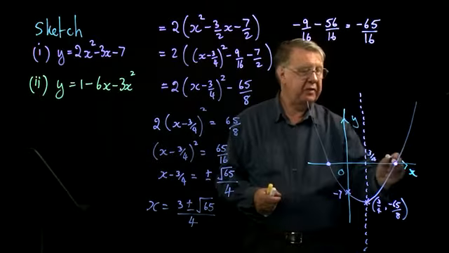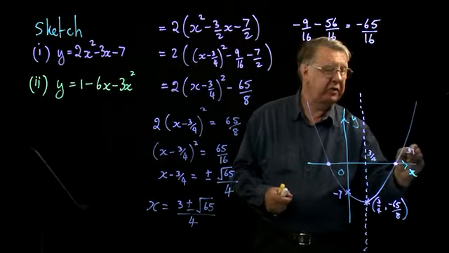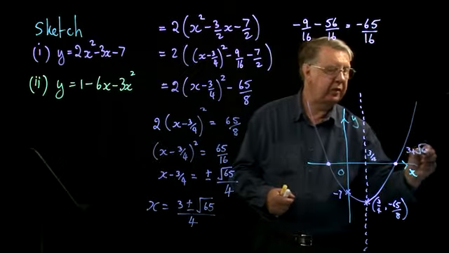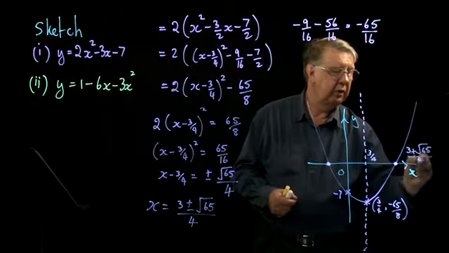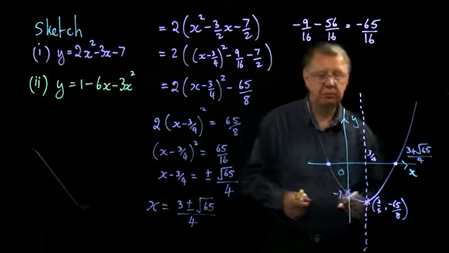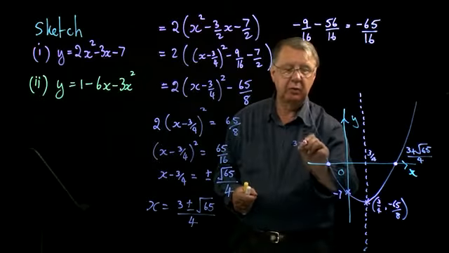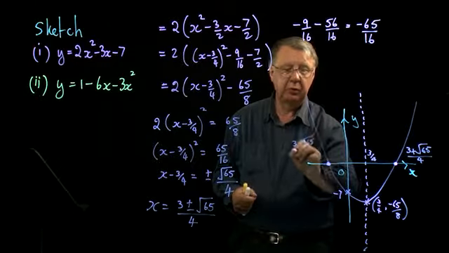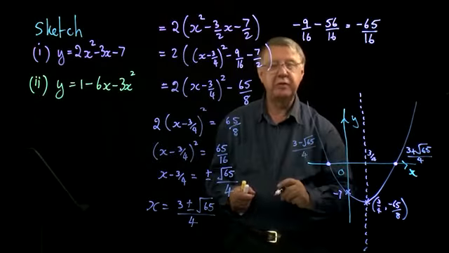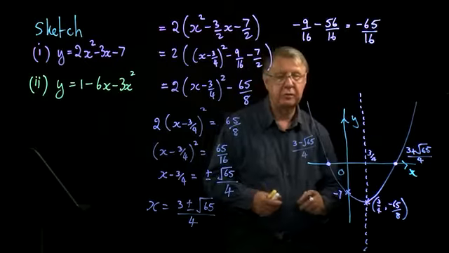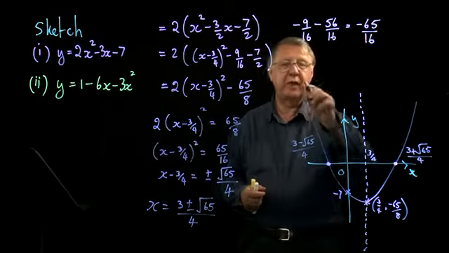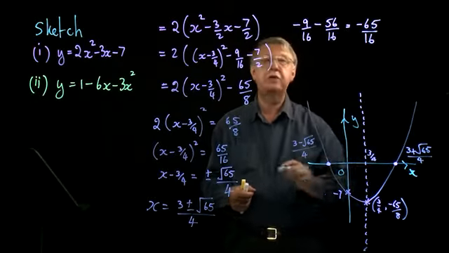So that this will be the biggest value, which is 3 plus root 65 over 4, and this one will be the smallest value, which is 3 minus root 65 over 4. So there we've got our complete sketch.